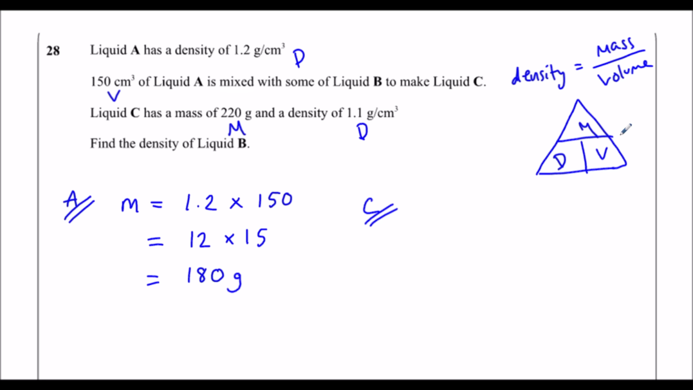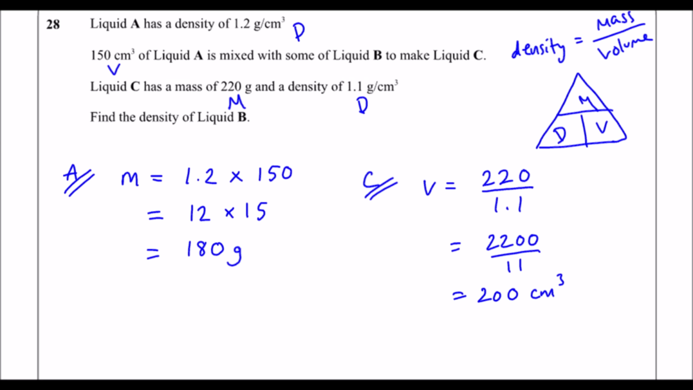Then for C, we've got mass and density. We don't know the volume. So volume, if we multiply both sides by volume and divide by density, or in our triangle, if we cover over the V, we've got mass divided by density. So 220 divided by 1.1. I'm going to get rid of the decimal again. So times top and bottom by 10. And then we've got a nice easy division. 22 over 11 is 2. So it's 200. And that's volume, that's centimeters cubed.